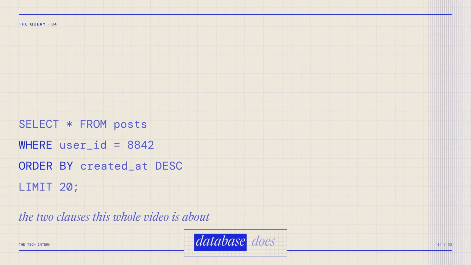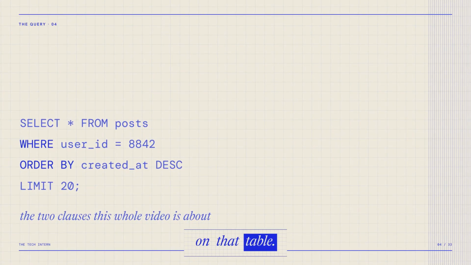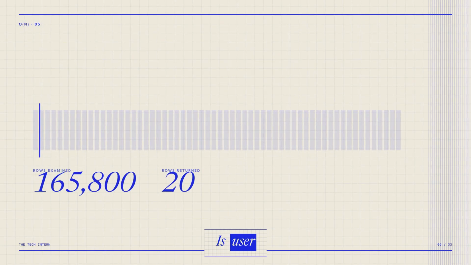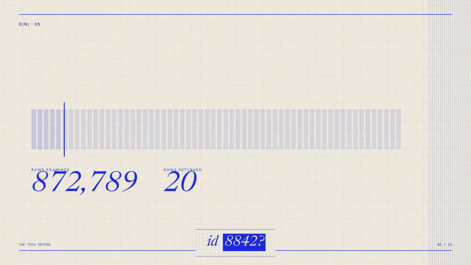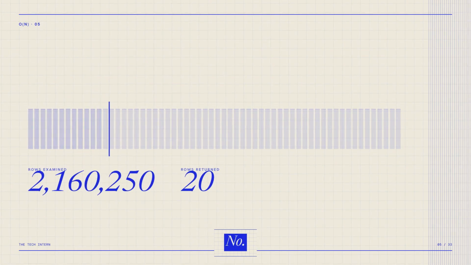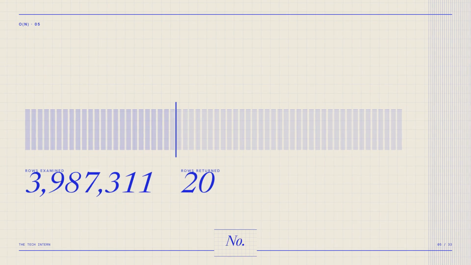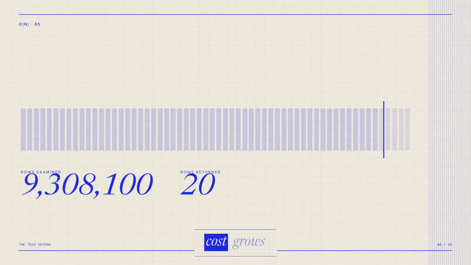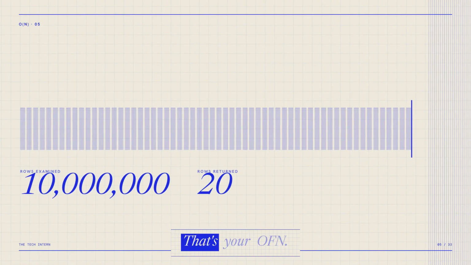Now here's what the database does if there's no index on that table. It starts at the first row, checks, is user ID 8842? No. Next row, no. Next row, no. It does that 10 million times. This is a sequential scan, and the cost grows linearly with your table. That's your O of n.